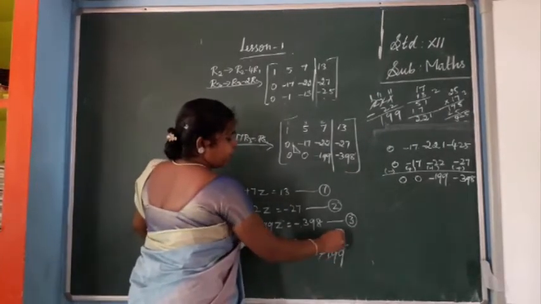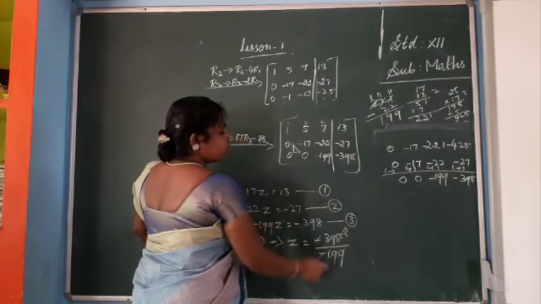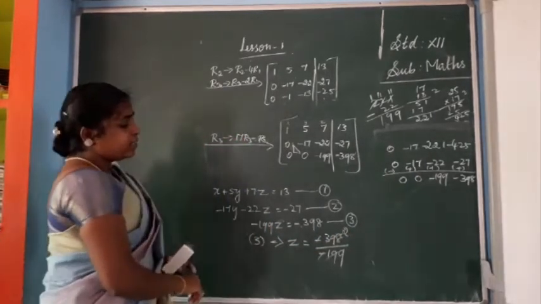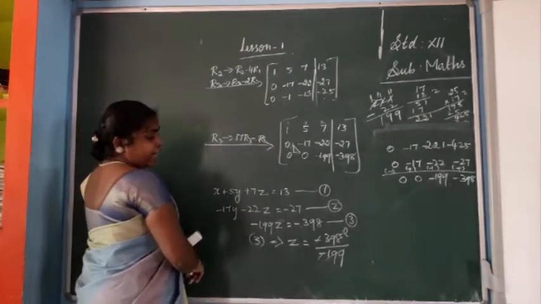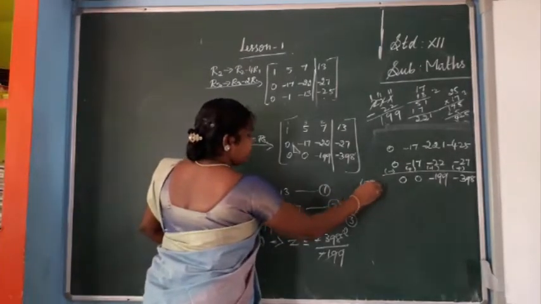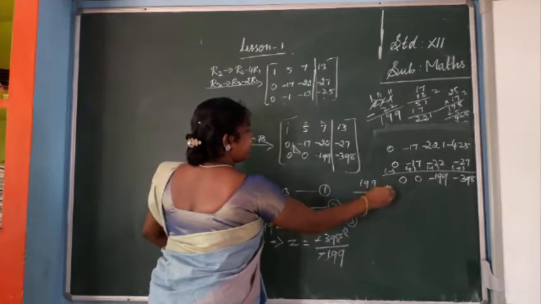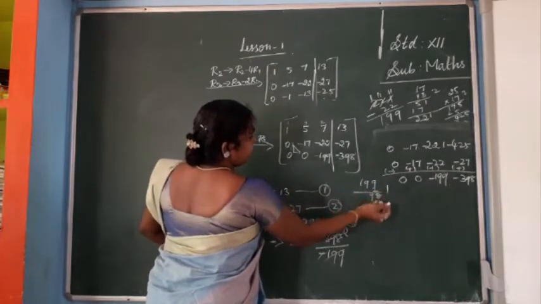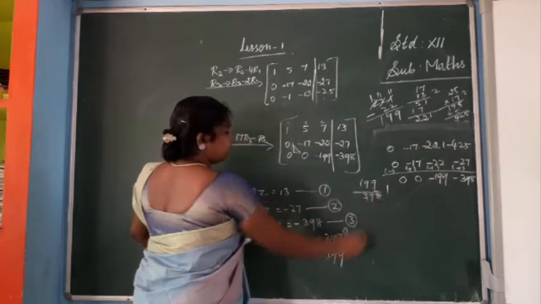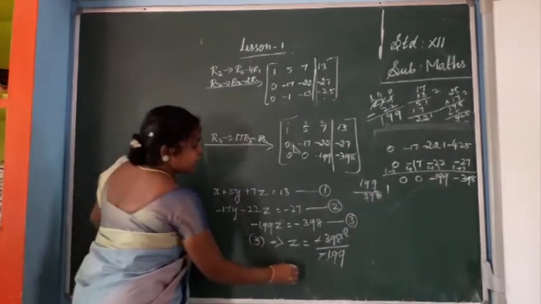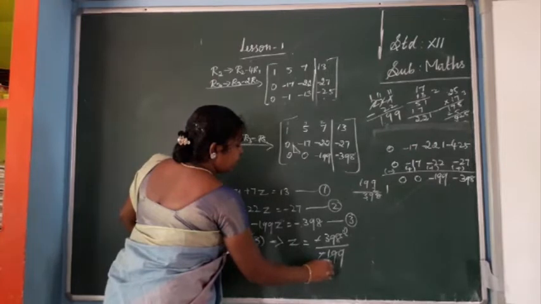199, how many times here? 2 times. 2 into 199 is 398. If you have doubt, you multiply and see. 2 nines are 18, remaining 1; 2 nines are 18, 18 plus 1 is 19. 1, 2 is 2, 2 plus 1 is 3, okay? So 2 times, so z equal to 2. So we got 1 value.